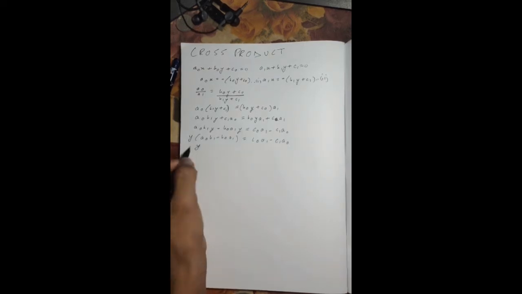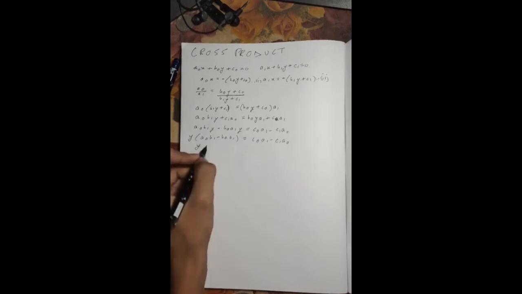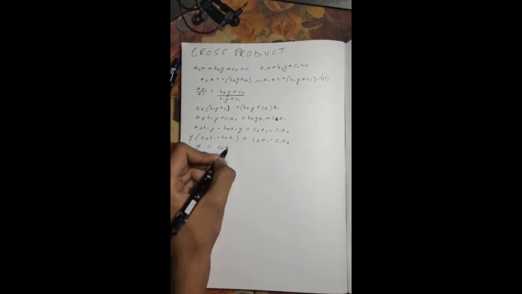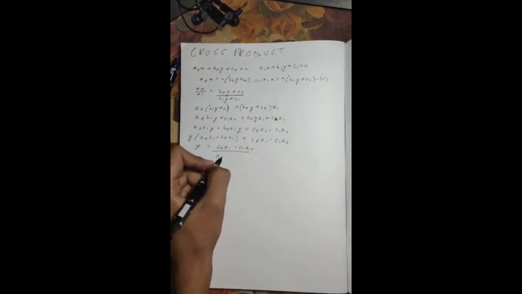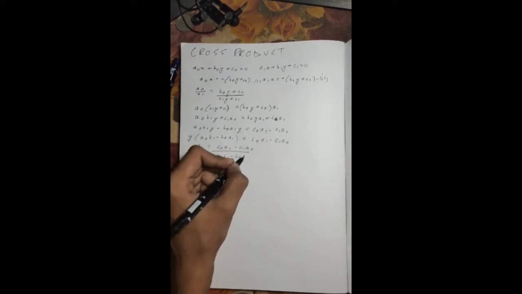And now we will divide both sides by a naught b1 minus b naught a1, so we will end up with c naught a1 minus c1 a naught upon a naught b1 minus b naught a1. So we have found the value of y. We'll do a similar thing for x too. Let me do it and then I'll talk about it.